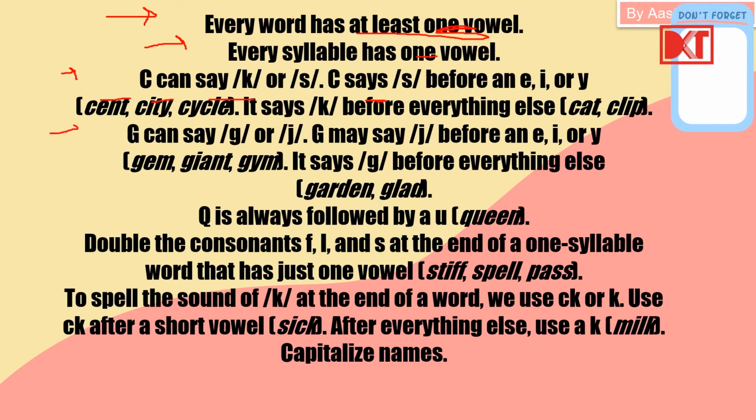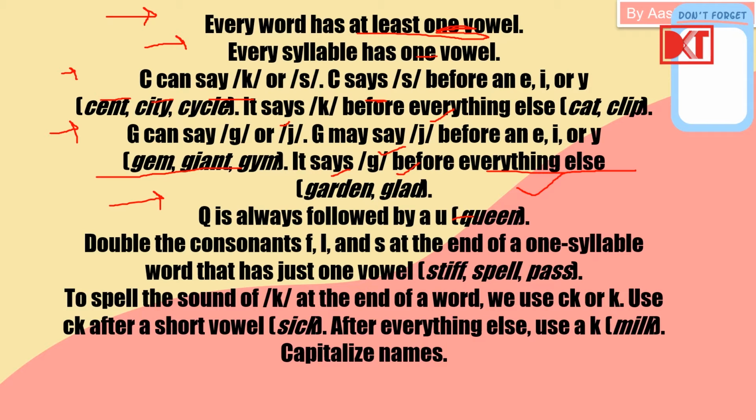Then we have G. It can be said G or the J sound. The J sound may be either before an E or an I or a Y, like gem, like giant, like gym. Okay, and it may be the G sound of itself before everything else, like garden, like glad, and anything else. Okay, now here another one. Q is always followed by a U, queen.